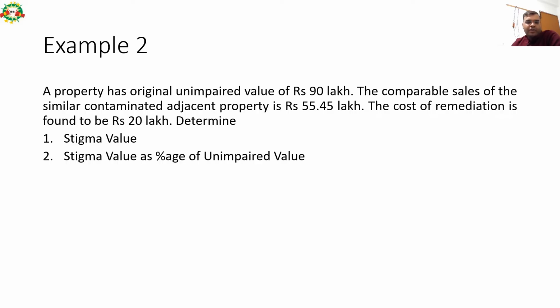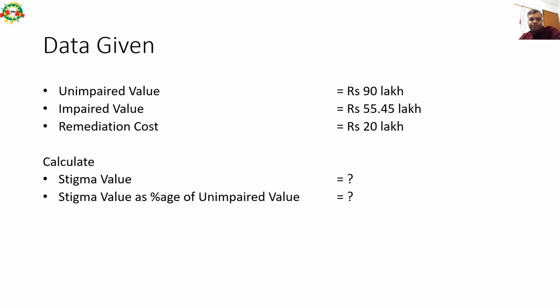Let us see another example of the market approach. A property has an original unimpaired value of 90 lakh rupees. The comparable sales of the similar contaminated adjacent property is 55.45 lakh. The cost of remediation is found to be 20 lakh rupees. Determine the stigma value and the stigma value as a percentage of unimpaired value.